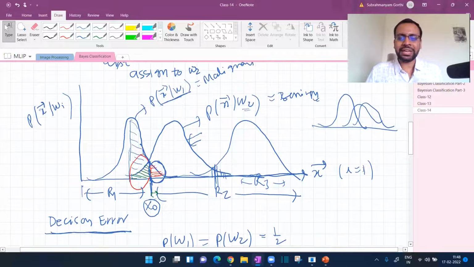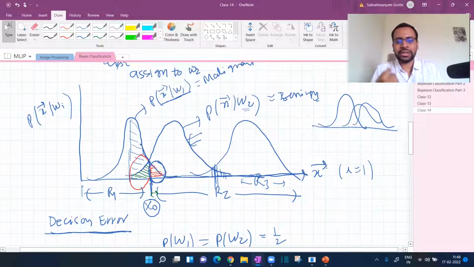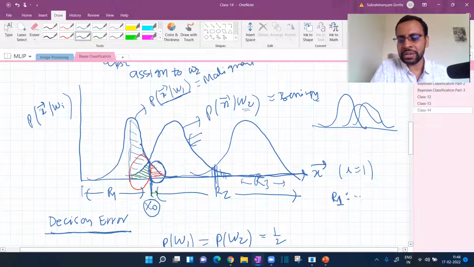For simplicity, to plot things here, I have considered x bar as a unit vector. So R1, at least in this example, whatever I have drawn here, is from minus infinity to x naught. And my R2 is from x naught to infinity.